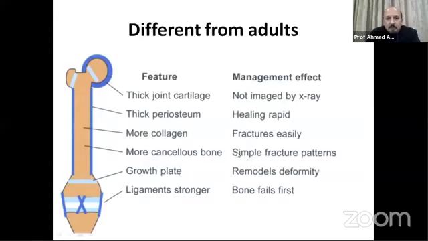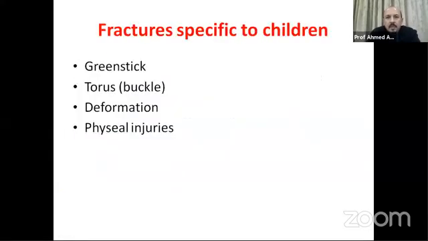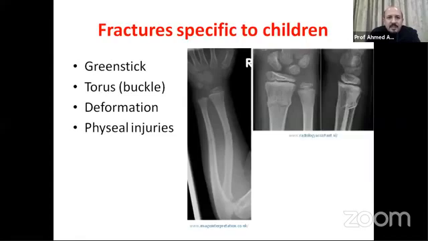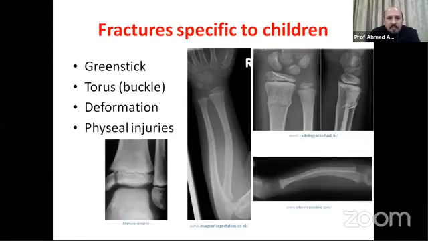The presence of the growth plate helps remodeling. And as you know, ligaments are stronger than bone in children. So usually bone fails first. It is a rare event to have ligamentous injury in the children. We usually have bone injuries. We have also specific fracture patterns for the children, which could be green stick, buckle fracture, deformation fractures, or physeal injury with their different types.